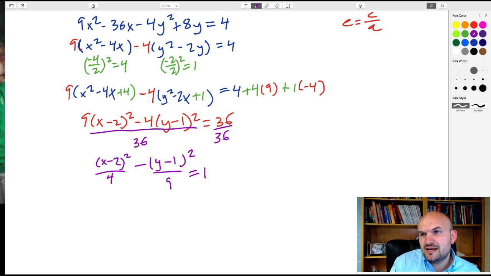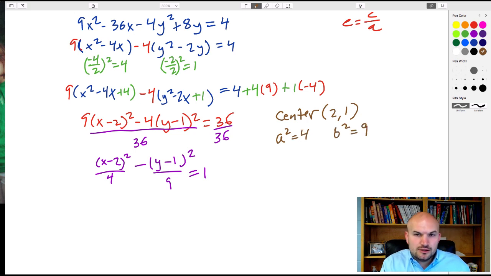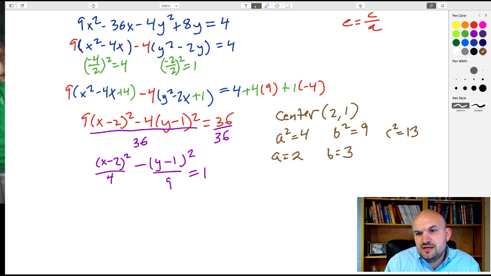All right, so let's write out the items that we can figure out. Brown, I don't use brown very much. So our center is going to be at (2, 1). My a squared is equal to 4, and my b squared is equal to 9. Looking at the formula for the relationships of a, b, and c, we can identify that a squared plus b squared equals c squared, so therefore c squared is going to equal 13. So based on this information, a is equal to 2, b is equal to 3, and c is equal to the square root of 13.